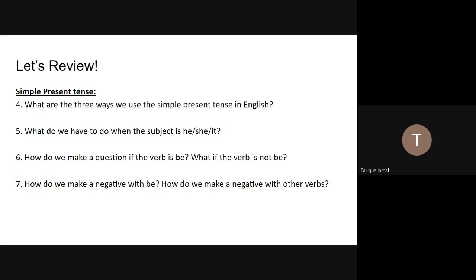So I want you all to just think to yourself, try to come up with all these answers that we have here. There are four questions, right? So just think, what are the three ways we use the simple present tense in English? What do we have to do when the subject is he, she, it? How do we make a question if the verb is be? What if the verb is not be? How do we make a negative with be? How do we make a negative with other verbs? So just think for a minute, and then of course we will look at the answer together. I'll leave it here for a couple of minutes for you to think, all right?